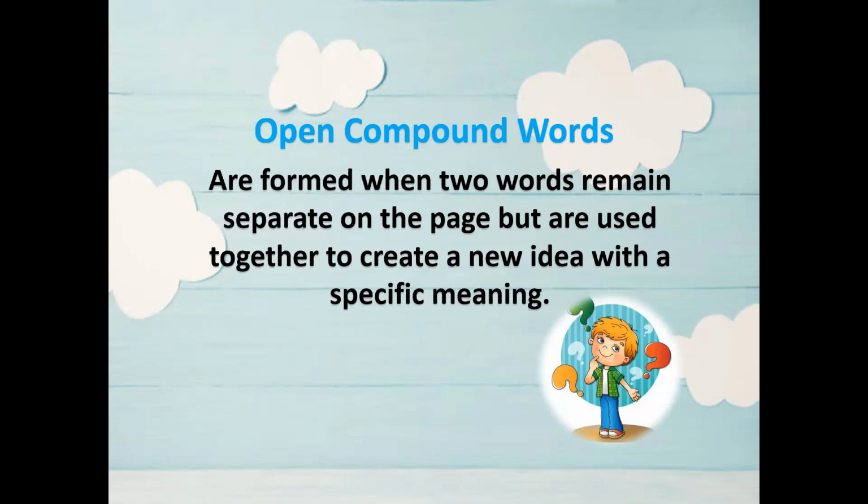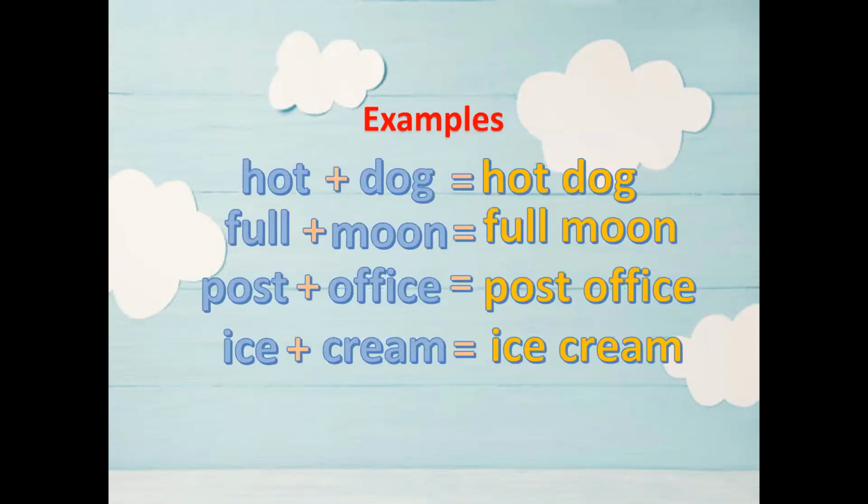It's really simple. When we are going to separate them with a space, okay? As you can see, they remain separate on the page, but are used together to create meaning. As you can see, it's the same as the compound words separated, but we create a new idea. Okay, we express a new idea when we use them next to each other. Okay, and as you can see in these examples, we have hot plus dog is equal to hot dog. And as you can see, we don't write the two words together. If not, we leave a space between them. Hot dog. Okay, and we have a specific meaning.